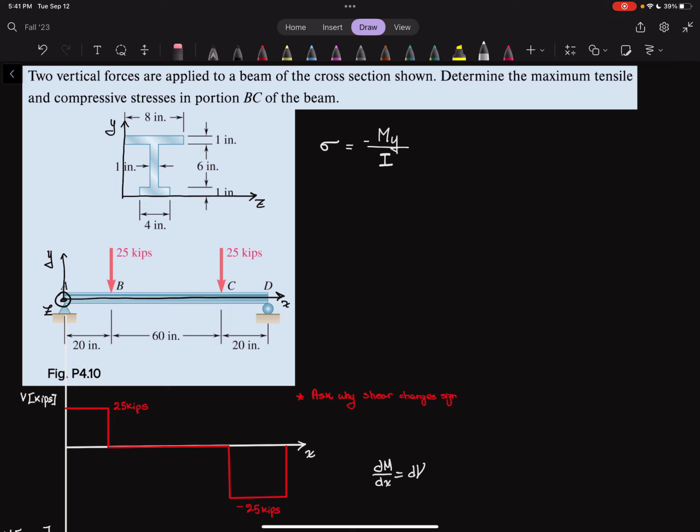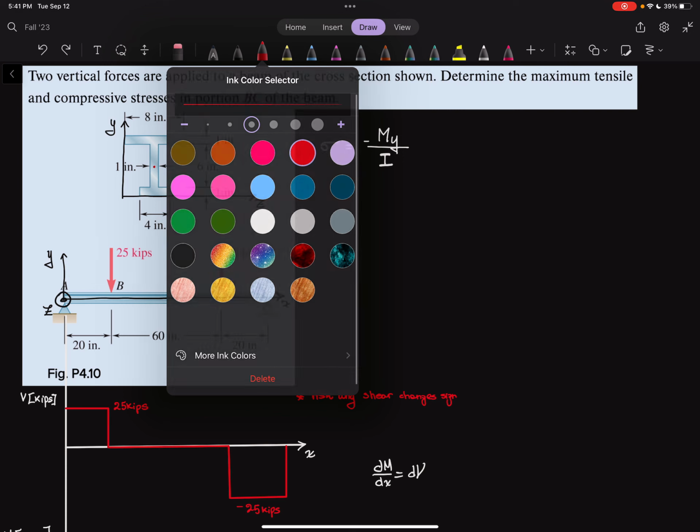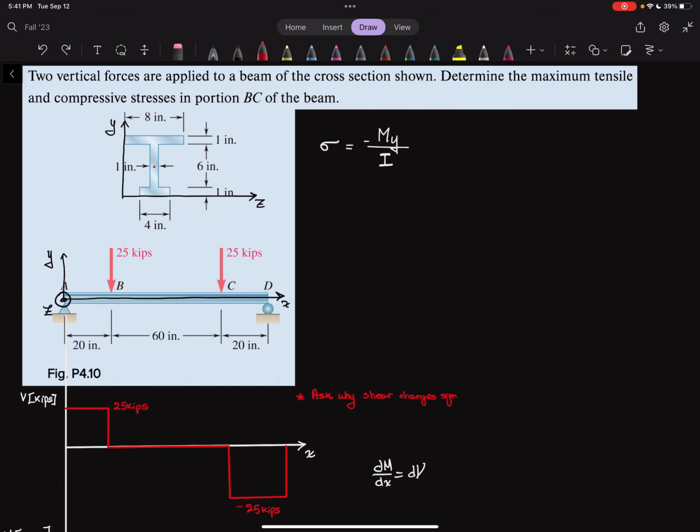To find what y is, let's leverage some symmetry. We know that this is symmetric about this axis, so we know that the centroid is going to be there in terms of z distances. But what about our neutral axis? We know that this is a composite shape, and so it has different centroids. It's got the centroid for the middle rectangle, the centroid for the bottom rectangle, the centroid for the top rectangle. And we know where these are, based on the information that they give us, we can figure those out.